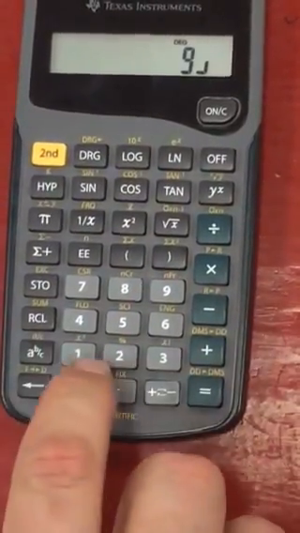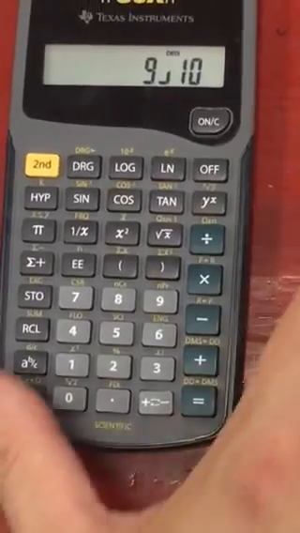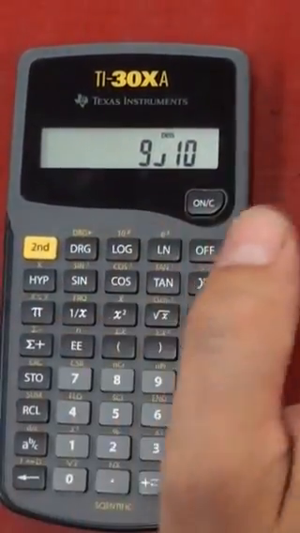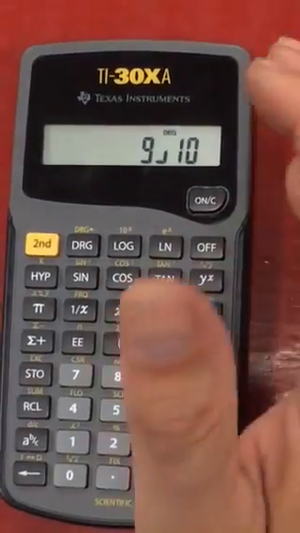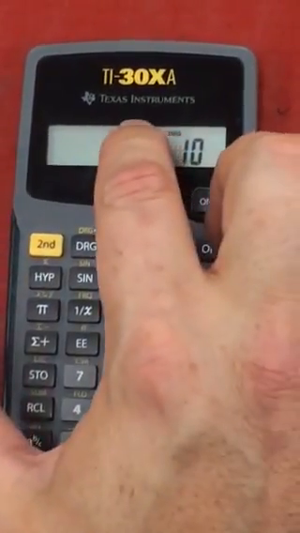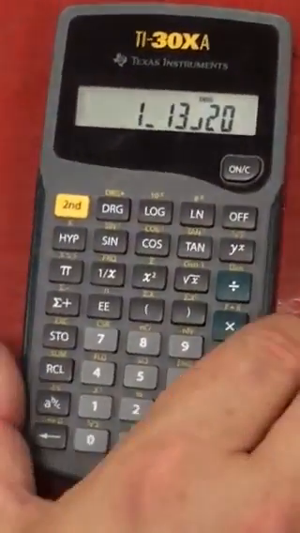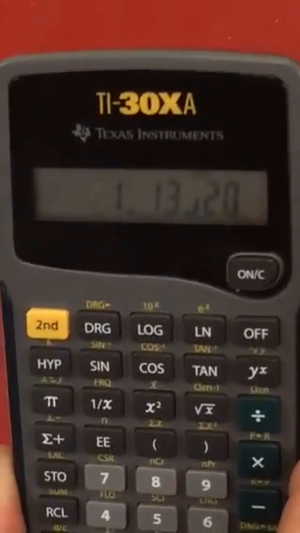9, fraction function, 10. You can see up here on the display that it's using some kind of a little angle symbol to separate the two numbers. That's just saying numerator here, denominator. So now when I hit an equal sign, there's what we get.